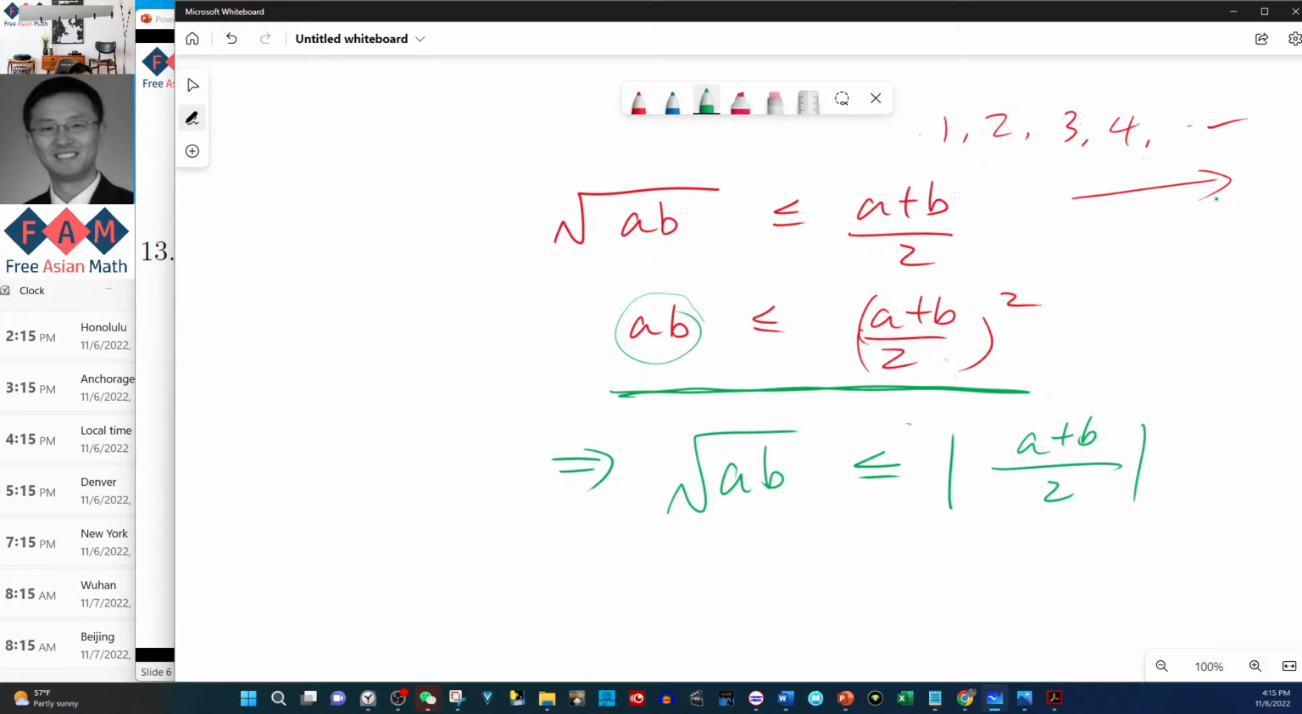This is always true because we know this is always non-negative. So if this guy is smaller than this guy, the square roots also follow this inequality direction. But without knowing a and b are both positive, we cannot remove the absolute value, because a and b could be both negative, and in that case the direction of the inequality will change.